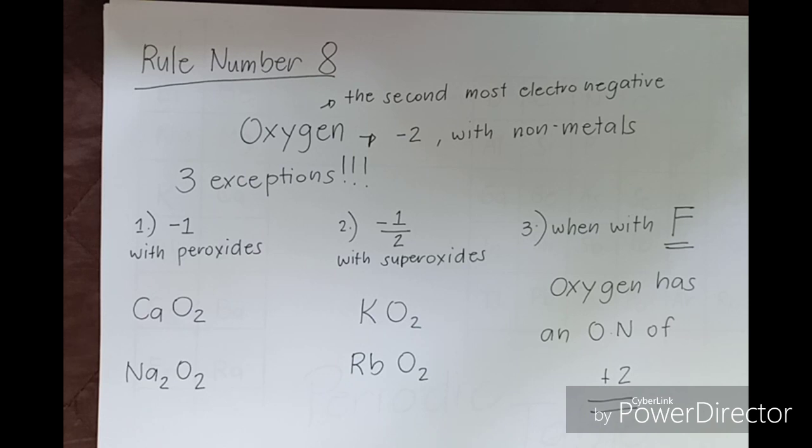Potassium has a charge of +1, so the oxygen atom must have a charge of -1/2 to make it 0. Number 3. When combined with the more electronegative fluorine in OF2, oxygen has an oxidation state of +2.